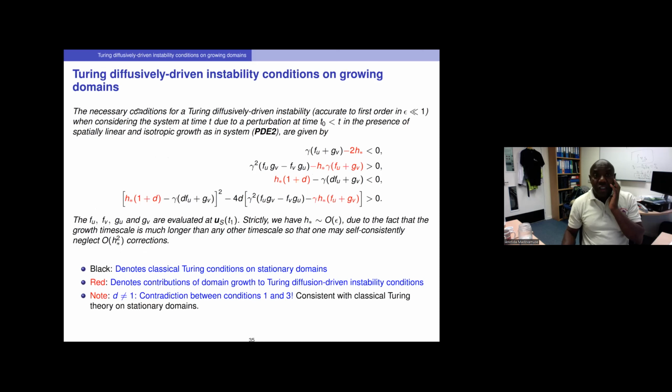It's a Turing diffusively driven instability conditions on growing domains. Yeah. So what is necessary in order to get patterning? We have 4 conditions. Yeah, I have put here a key at the bottom. So I have 4 conditions. The first two conditions guarantee that my time-dependent US of t is asymptotically stable. This is no more than the trace and the determinant. The trace is negative and the determinant is positive.